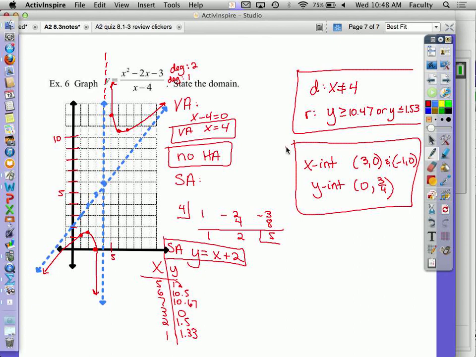Alright, so this was our second day, and we just repeated. Examples 1, 2, 3, 4, 5, 6 were the exact same types again.